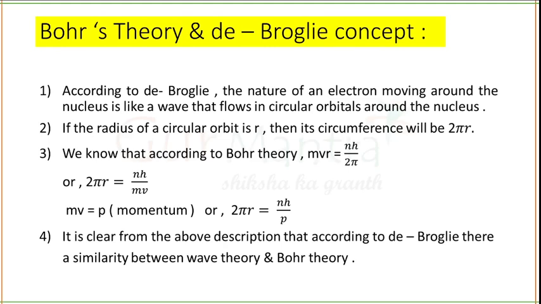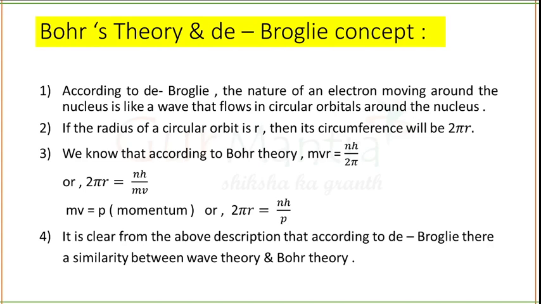According to de Broglie, the nature of an electron moving around the nucleus is like a wave. That means de Broglie suggested that if the electron is moving around a nucleus, it must follow a wave nature that flows in a circular orbit around the positive charge, which is the nucleus.